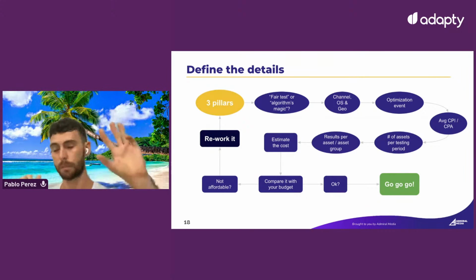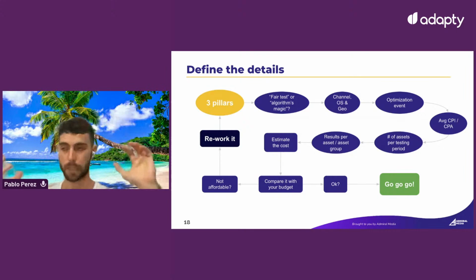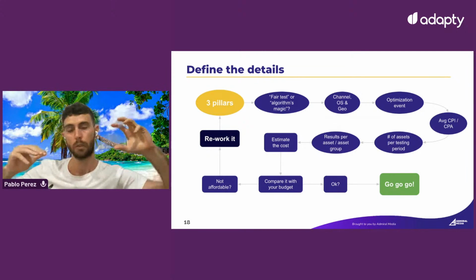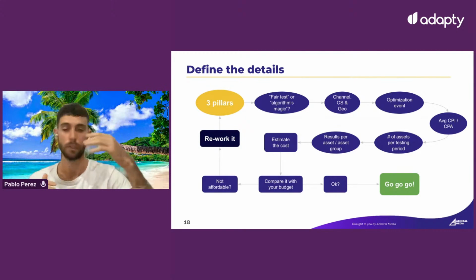Once you define your three main pillars, you will need to decide between what I like to call a fair test, or relying on the algorithm's magic, right? And this is also related to the objective. So usually, if you just want winners, then you can let the algorithm do its magic by allocating the budget and pushing the creatives the algorithm thinks could perform better. But if you want insights on every single creative or every single approach you're testing, then you will need to go to a fair test and basically upload each creative group or creative itself into one single ad set for the system to spend the budget evenly across different creatives, right?